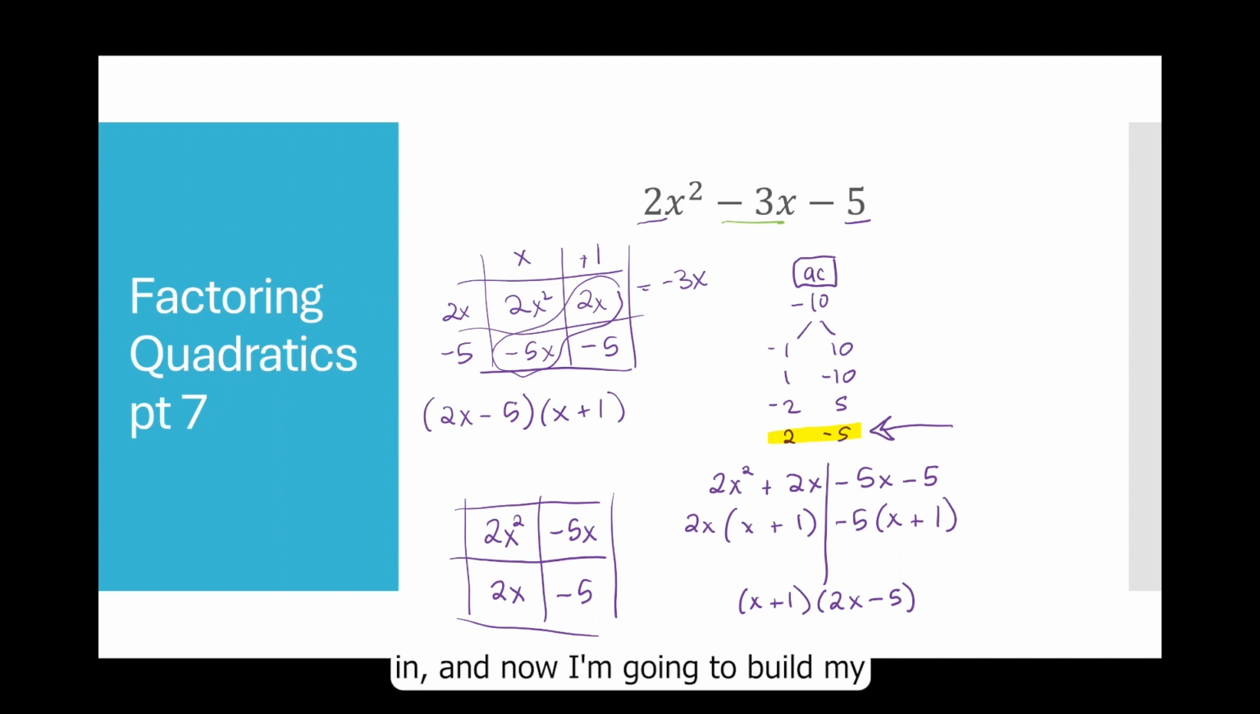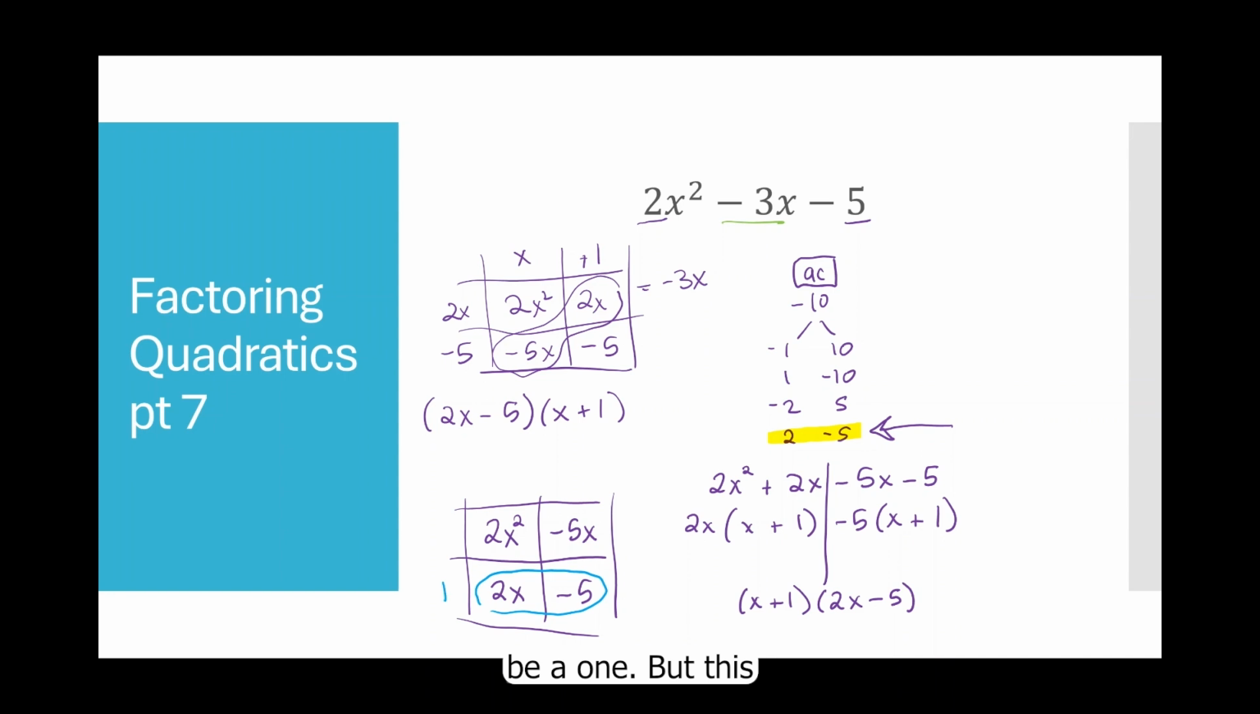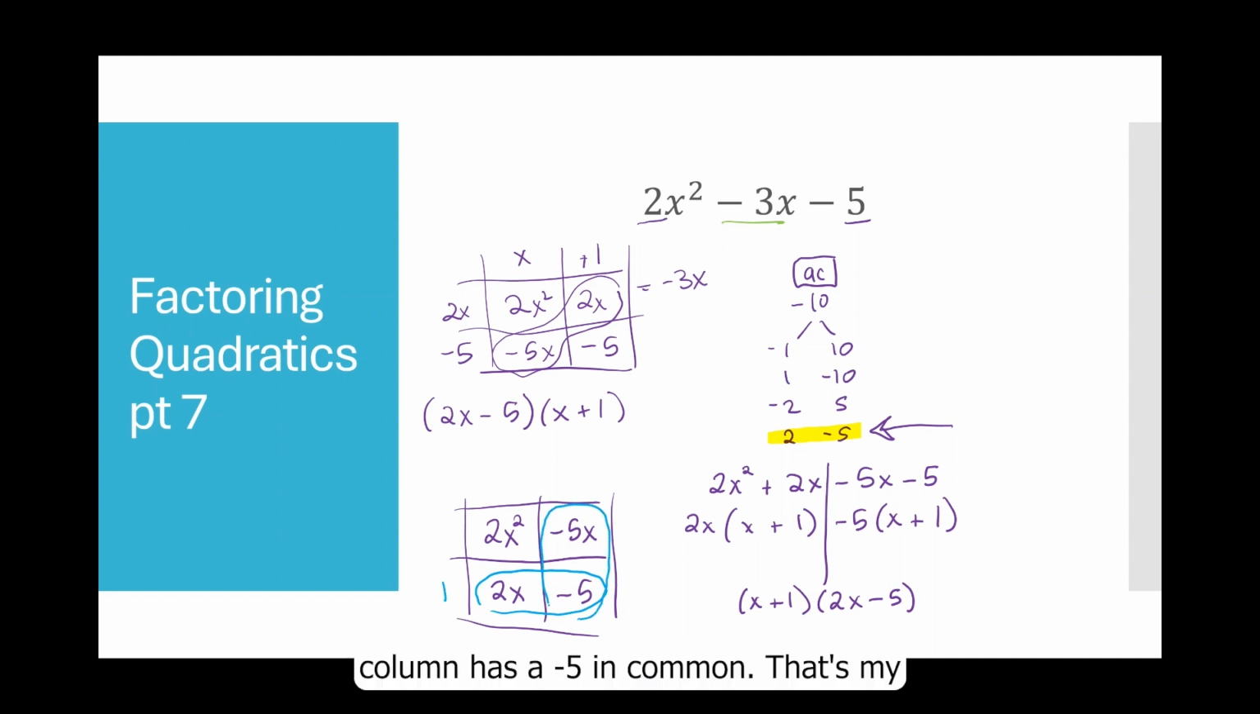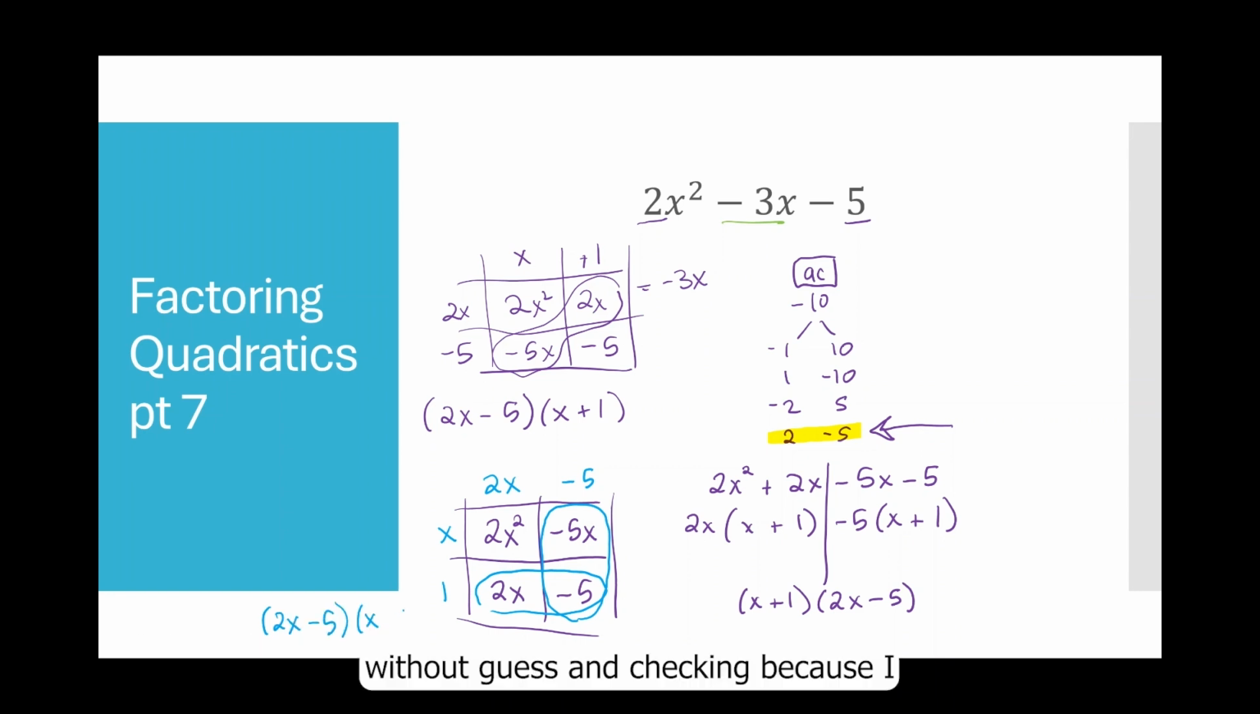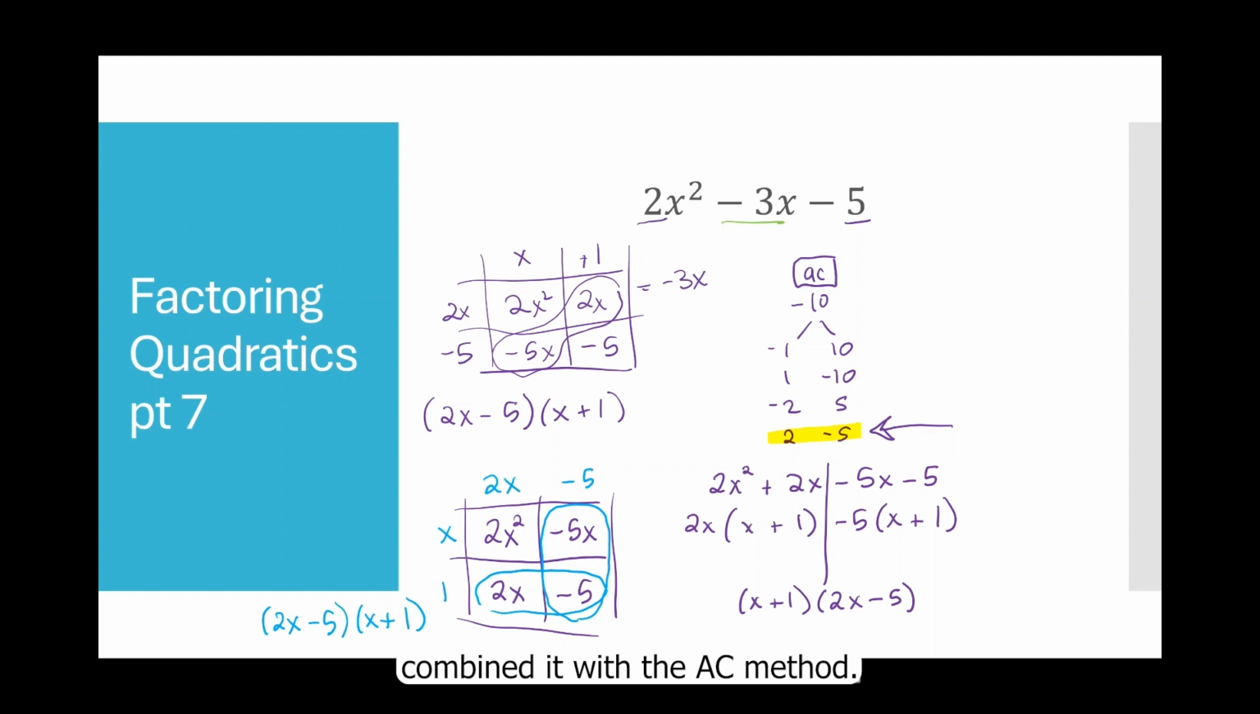And now I'm going to build my outsides by finding my greatest common factor of each of these rows and columns. Like this row, nothing in common at all, so it had better be a 1. But this column has a negative 5 in common. That's my greatest common factor. So now negative 5x divided by negative 5 leaves me just an x here. 2x squared divided by x leaves me a 2x here. And I did get to use the box method without guess and checking because I combined it with the AC method. Pretty snazzy.